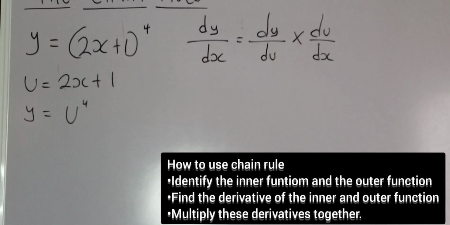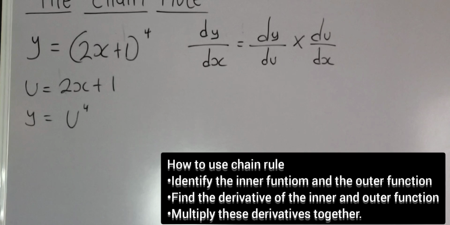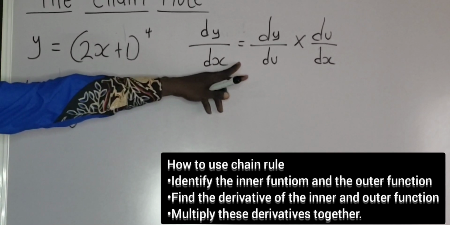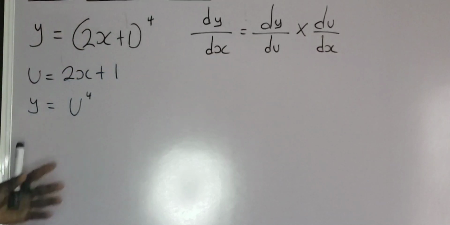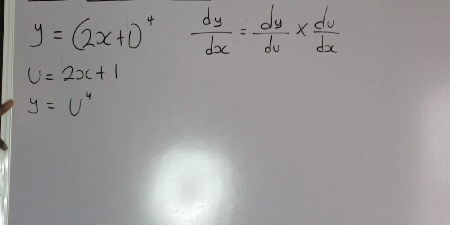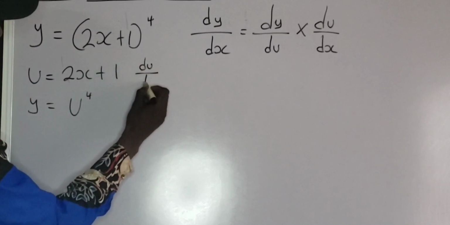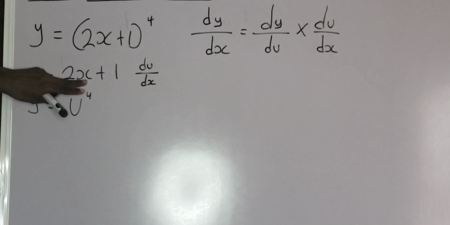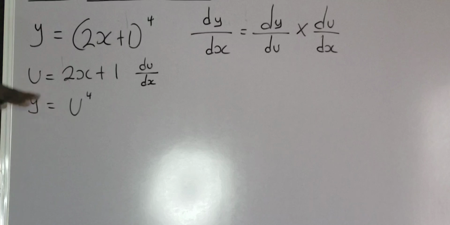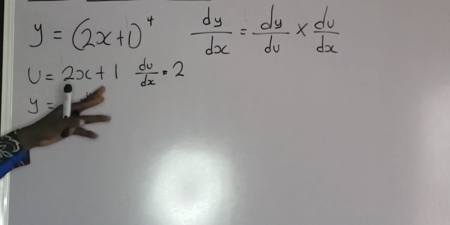Now, the next step is that I'm going to take the derivative of u and y. Are you getting it? Because from the chain rule formula, I need the derivative dy over du and du over dx. Therefore, I'm going to take the derivative of u and y. Now, let us take the derivative of u using the power rule. du over dx, that is, differentiate u with respect to x. You understand? That is what is meant by du over dx. So, du over dx using the power rule is what? 2. You understand? So, I have taken the derivative of u.